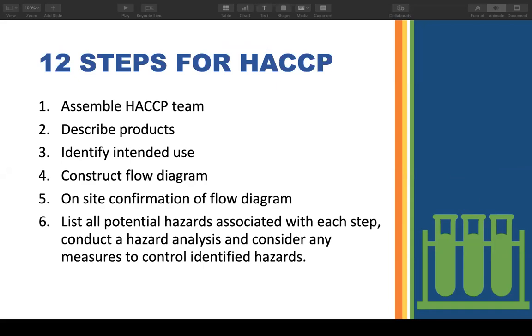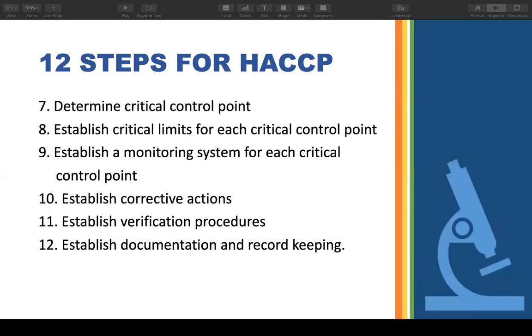So there are 12 steps for HACCP. They include assembling a HACCP team, then describing products and identifying intended use, constructing a flow diagram of the product to describe the process steps, and on-site confirmation of the flow diagram, and listing potential hazards associated with each step. Conduct a hazard analysis and consider any measures to control identified hazards, and determine critical control points, and establish a monitoring system for each critical control point, and establish corrective actions and verification procedures, and documentation and record keeping.